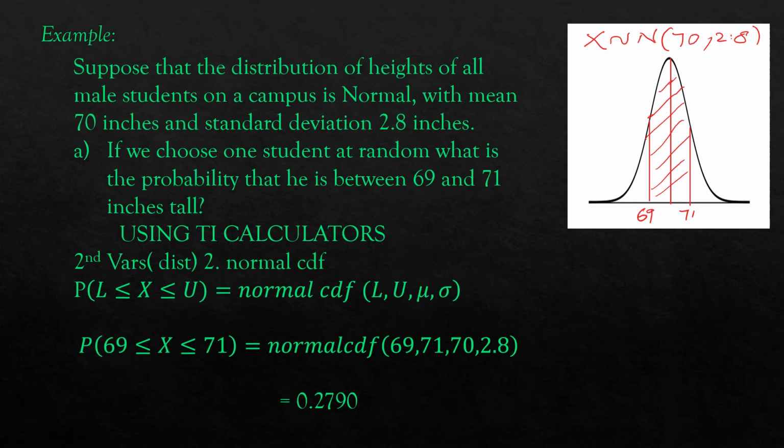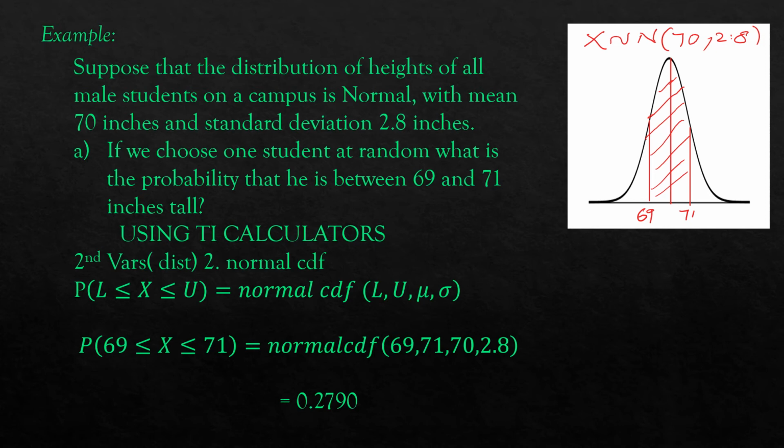The same result can be obtained using our graphing calculator. If we want to use our graphing calculator, we have to use the key normal CDF. We can find it under the second variables key, which is the distribution menu. Under that, we select number 2, which is normal CDF. In normal CDF, we have to enter the lower bound of the region, the upper bound of the region, and the mean and standard deviation.